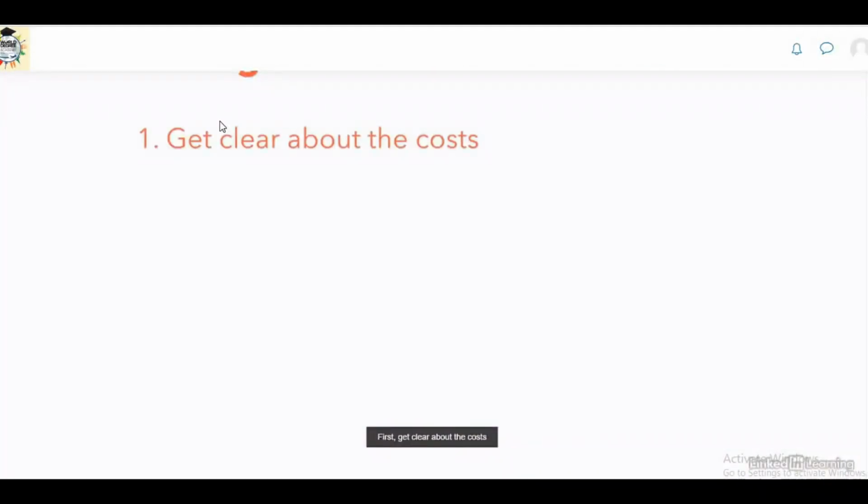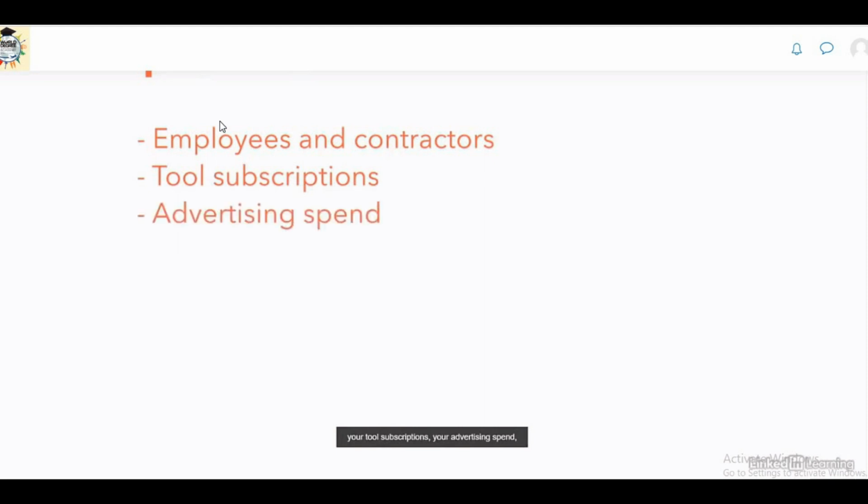First, get clear about the costs of your content marketing program. In other words, how does your program spend money? Example costs are the people you hire, your tool subscriptions, your advertising spend, and agencies or content partners you hire.